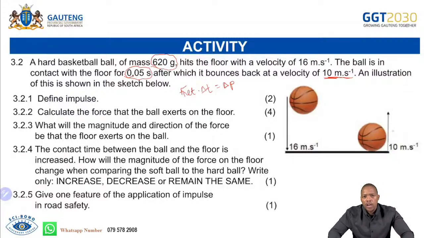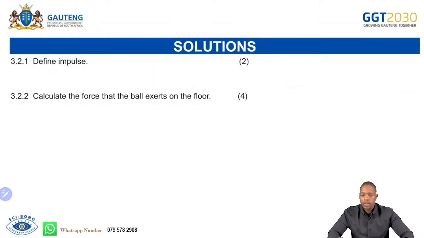So define the term impulse. Impulse is the product of the net force acting on an object and the time the net force acts on an object. Very important. You know it like that from the examination guide. 3.2.2 says, calculate the force that the ball exerts on the floor. Okay, calculate the force that the ball exerts on the floor. Very important to know which force we are looking for. It's the one that is on the floor, exerted by the ball, so that we can answer the question, does it make sense? Right, let's go and try and calculate that force.